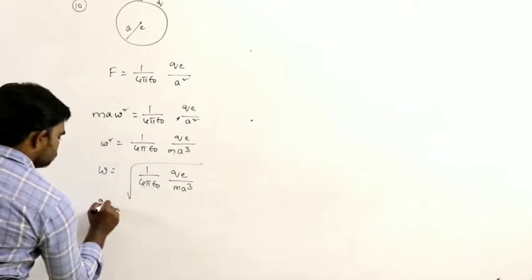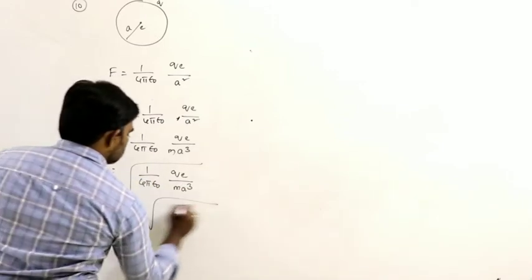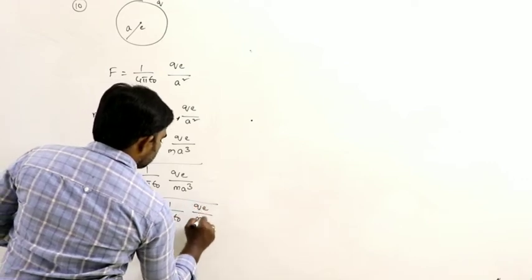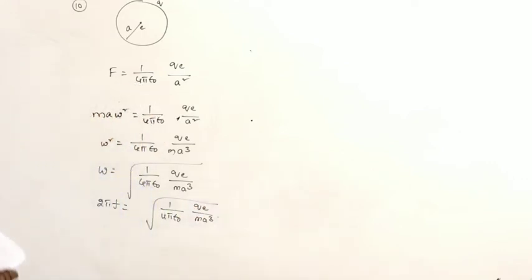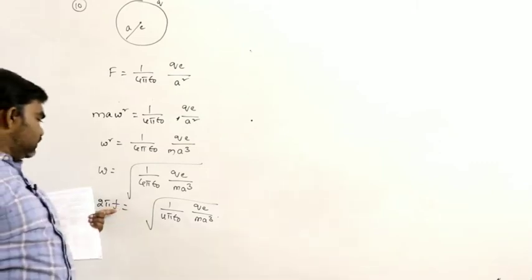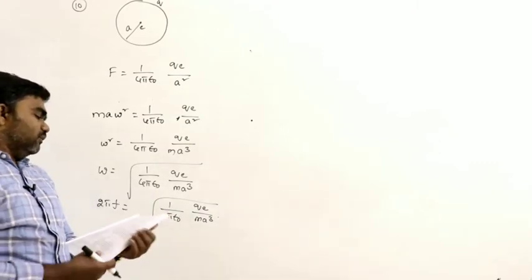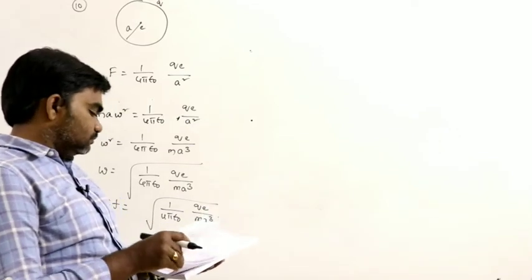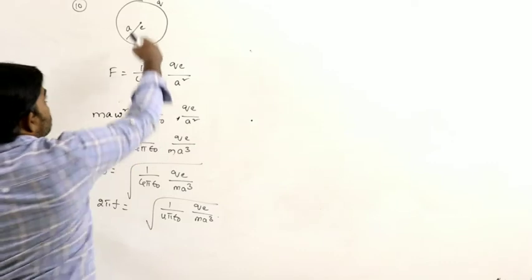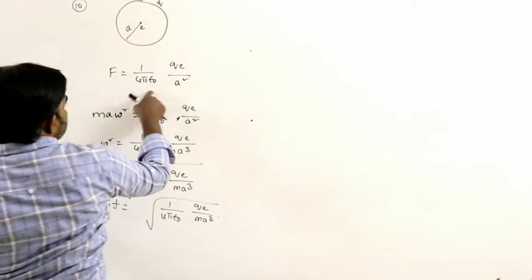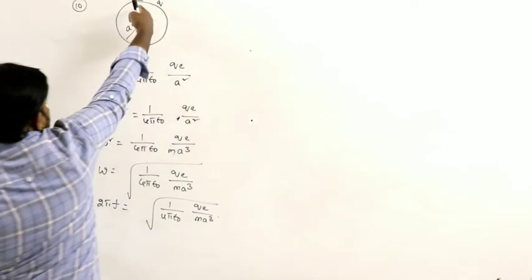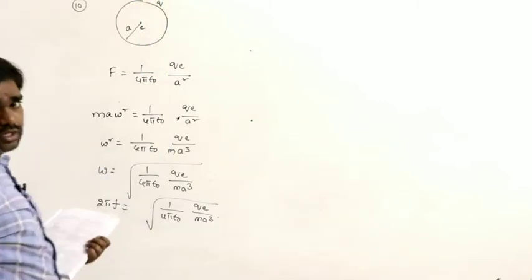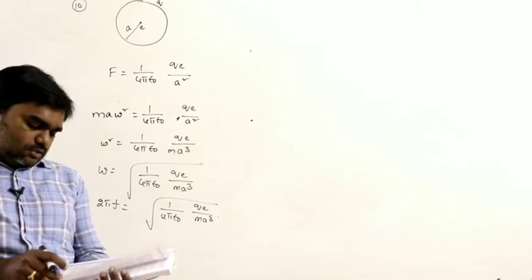Omega can be written as 2 pi times frequency, equal to under root 1 by 4 pi epsilon naught Q E by m A cube. So based on this, the frequency is 1 by 2 pi into under root 1 by 4 pi epsilon naught, and so on. Simple one. There is the electrostatic force of attraction, this is the formula. The charge is uniformly distributed over the circumference of the circle, so we have to consider the centripetal force.